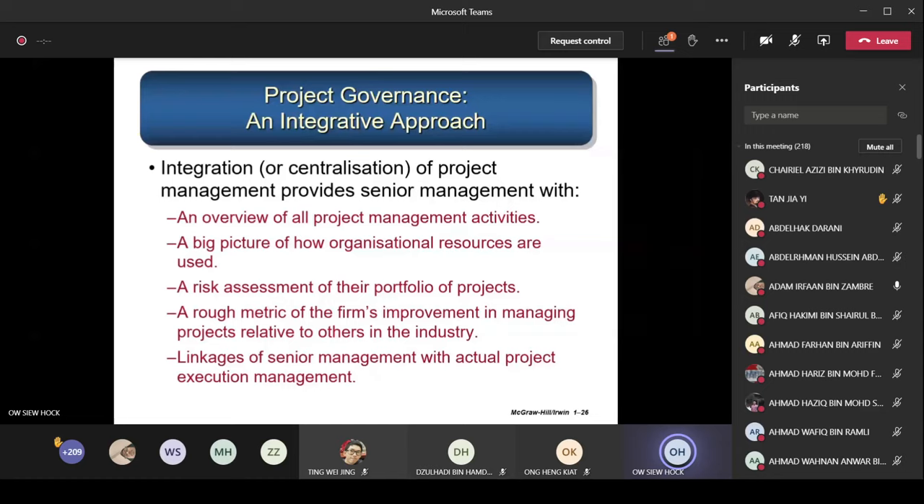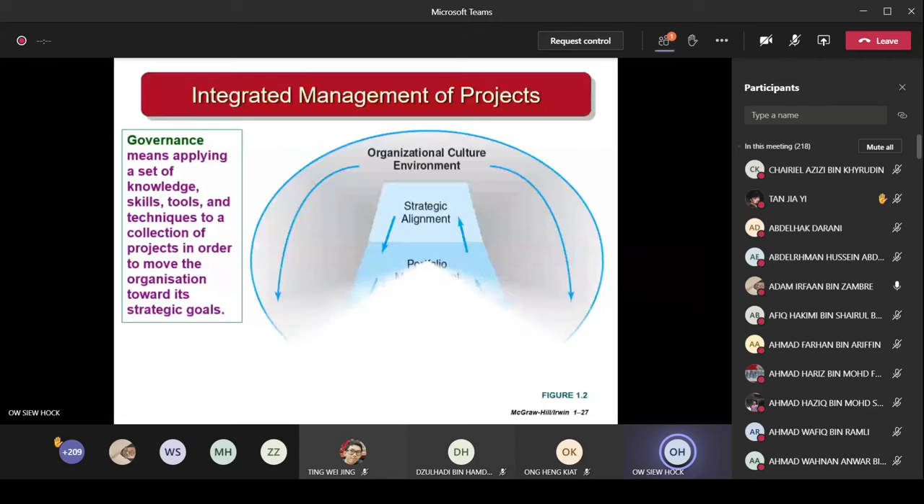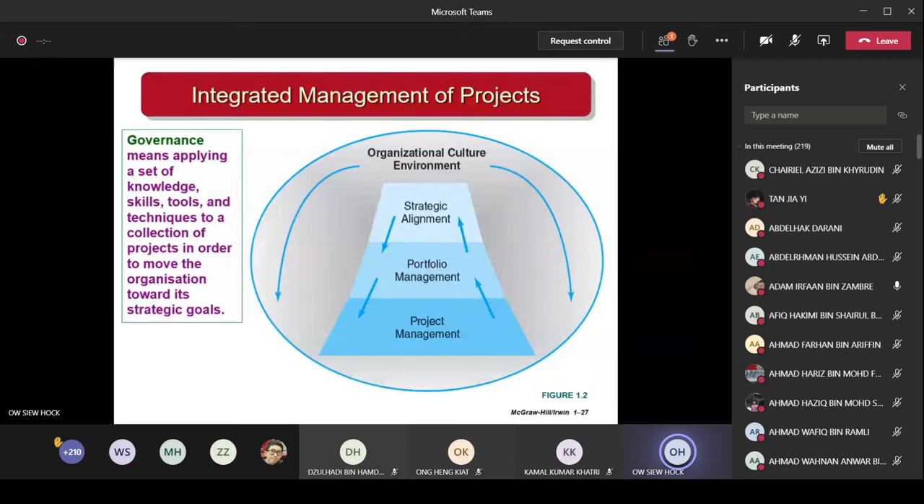We see all the projects together and try to identify what the problems are, what things we can try to avoid, and how to make full use of and optimize the resources across all the projects you carry on at the same time. And this is the definition for governance. Governance means applying a set of knowledge, skills, tools, and techniques to a collection of projects in order to move the organization towards its strategic goals.